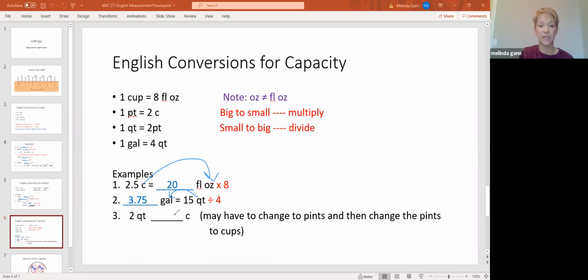Quart to cup. I know that's big to small, so I know that I'm going to multiply, but see, I don't know how many cups are in a quart. So the first thing I'm going to do is I'm going to have to change 2 quarts to pints. Okay, that hidden problem. I know how to go from cups to pints, from pints to cups, or quarts to pints. So I'm going to go from quarts to pints. All right, so big to small. Remember what you do, you multiply. All right, how many pints are in a quart? 2. So 2 times 2 is 4. So I do know that 2 quarts is 4 pints. Now I'm going to start with the 4 pints.